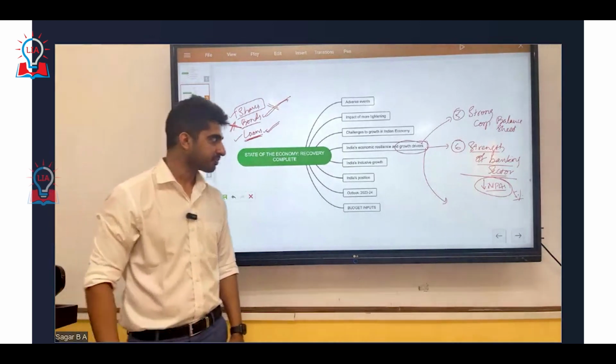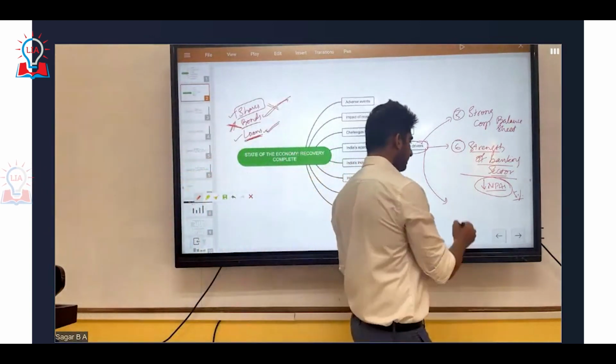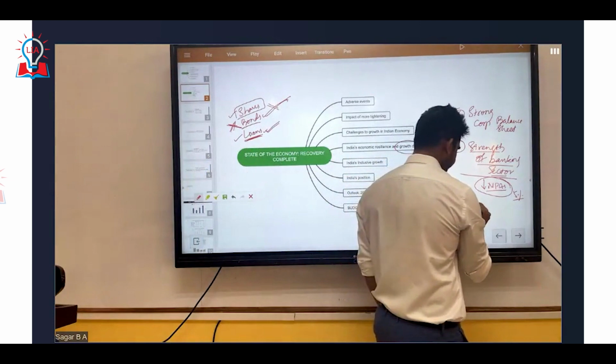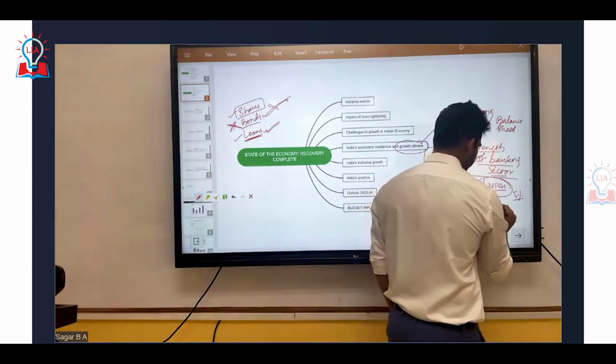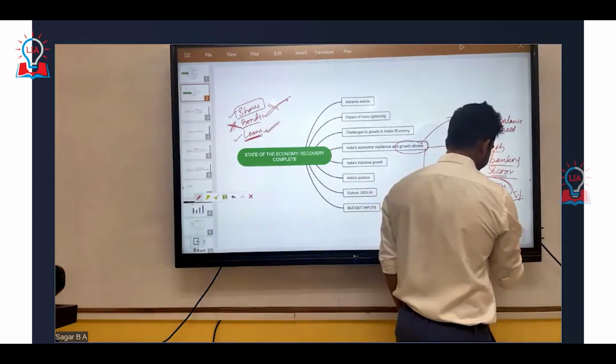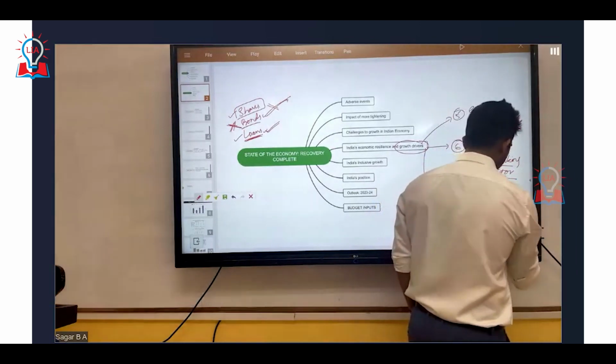And finally, ability to tackle inflation.